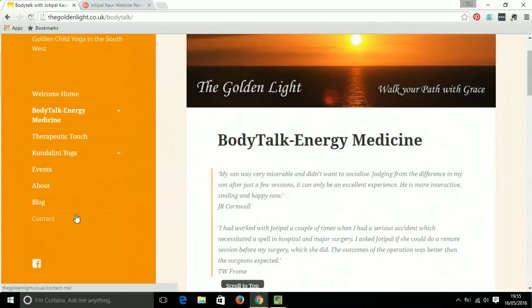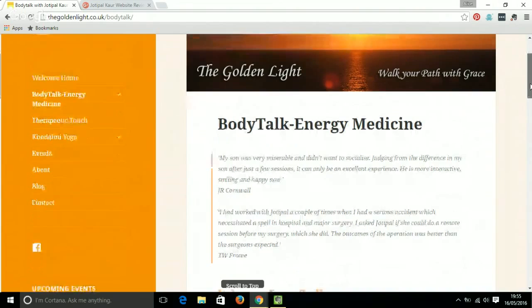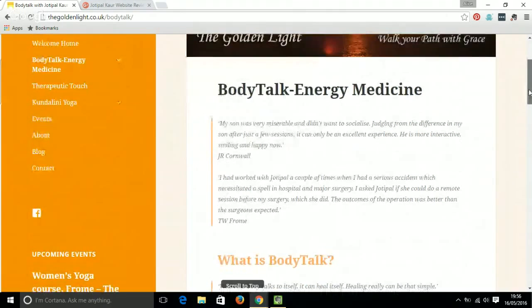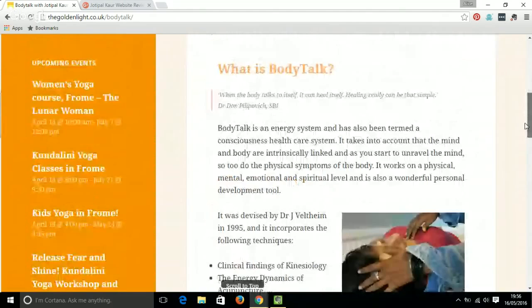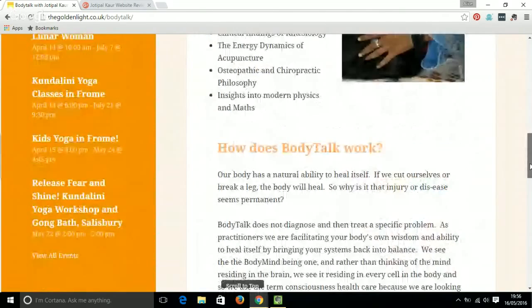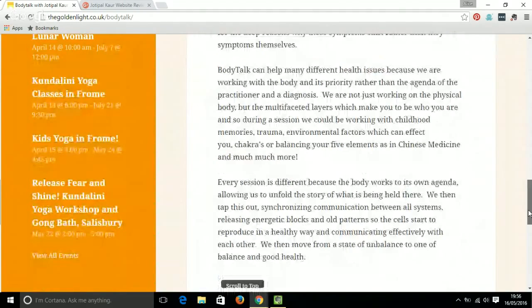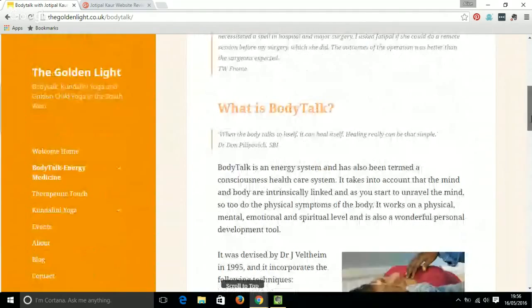And again, that's shifting from offering this and offering that to being Jotipal, who is doing what Jotipal does, and here is all the praise for what Jotipal does. And that is a huge mindset shift. I know that you'll get there. Okay, what is Body Talk? How does Body Talk work, and why is it so effective?